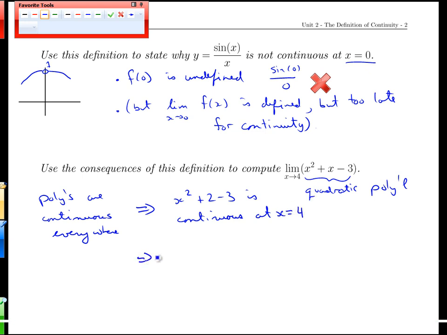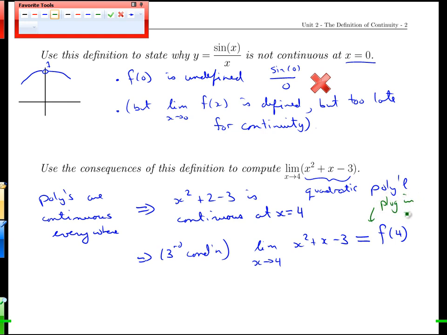And there, from the third condition of continuity, the limit as x goes to 4 of x squared plus x minus 3 is going to equal f of 4. In other words, where we're going to end up if we follow the graph closer and closer and closer to 4 just happens to be the exact value if we plugged in 4. That's what this value here means.